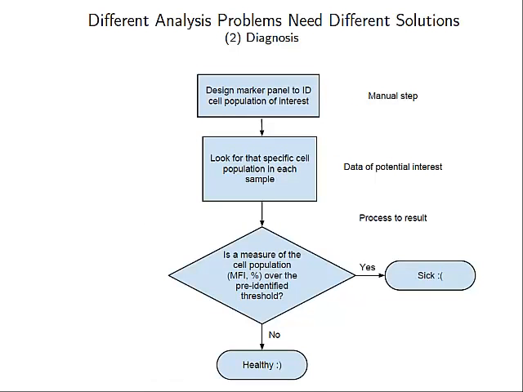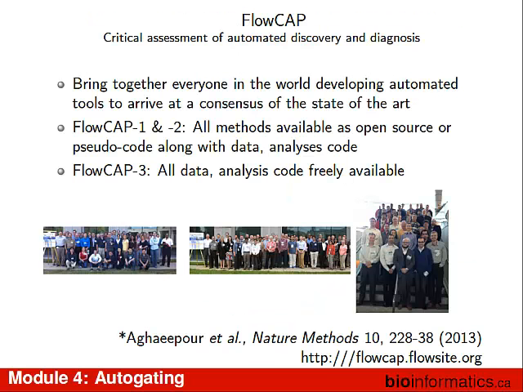Diagnosis is a bit of a different approach. You know what you're looking for, so you can design a marker panel to find just that population. And then the question is, for this population that I know is important, because that's the one I'm looking for, is the MM5 or the proportion over some threshold that is my criteria to make that diagnosis? If yes, then the person's sick and is going to die. If no, then that person's going to be healthy. Or if yes, these mice are going to do something, and if no, these mice are going to do something else. So the way we approach these is different.